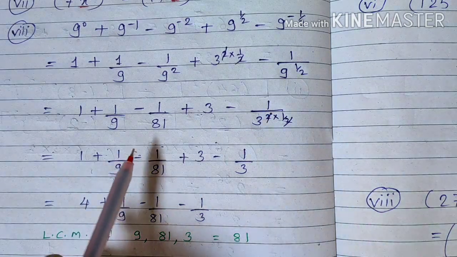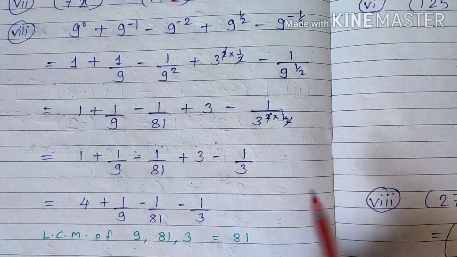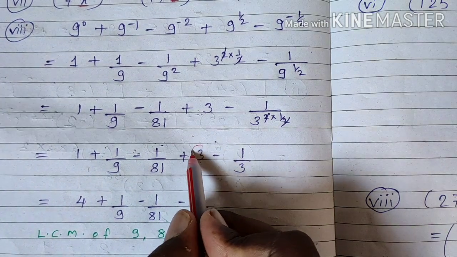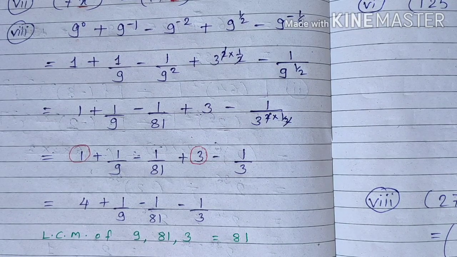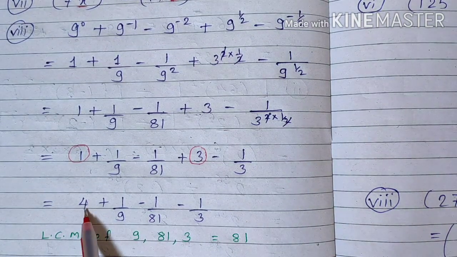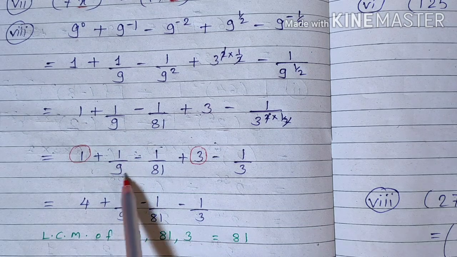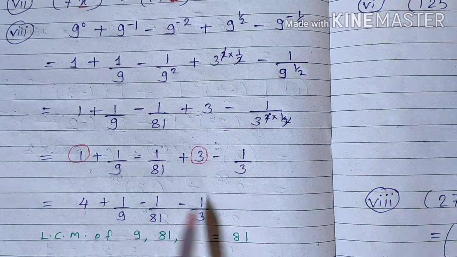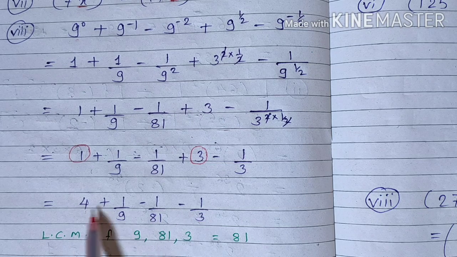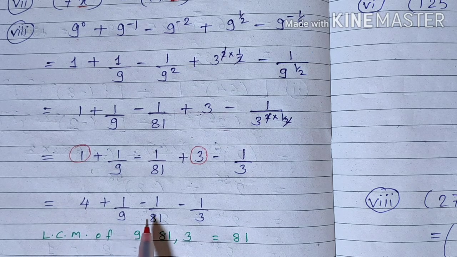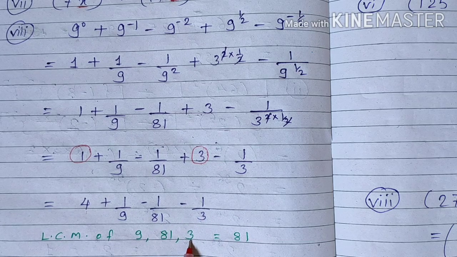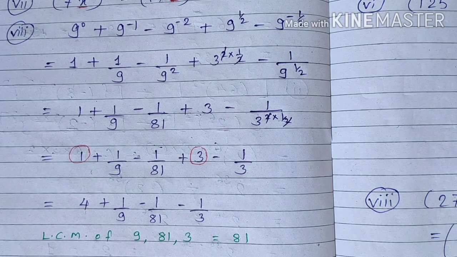Okay. Now this 3 plus 1. 3 plus 1 is how much? 4. So we have written it as 4. Remaining all numbers remain same. Now to make an addition of all this or subtraction of all this, we must have their denominators equal. But since the denominators are different, we have taken the LCM of 9, 81 and 3. So LCM is 81. Correct?